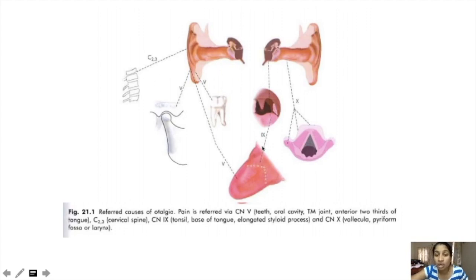And in this picture, the ninth nerve from the tongue and our oropharyngeal area or base of the tongue. Any disease or ulcer in the soft palate, tonsil or tonsillar pillars can also cause referred pain towards the ear. And from the 10th nerve, any ulcer in the epiglottis, larynx, pharynx or oropharynx will cause referred pain towards the ear. So this is the pictorial representation of referred causes of otalgia.